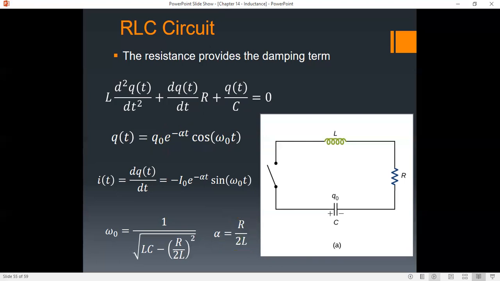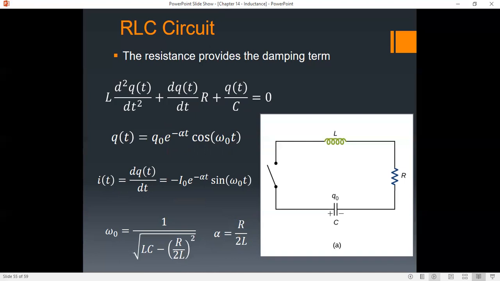Same thing goes with the current. The current is the derivative of charge as a function of time. So now we get this new term right here. Just like the damped harmonic oscillator, we actually get a slight shift in the resonant frequency. It's not 1 over the square root of LC. There's also this extra term right here, but it's pretty close to 1 over the square root of LC.